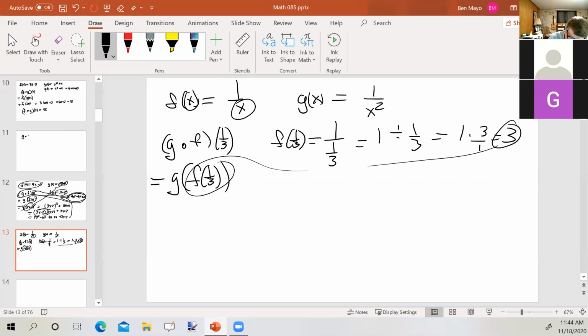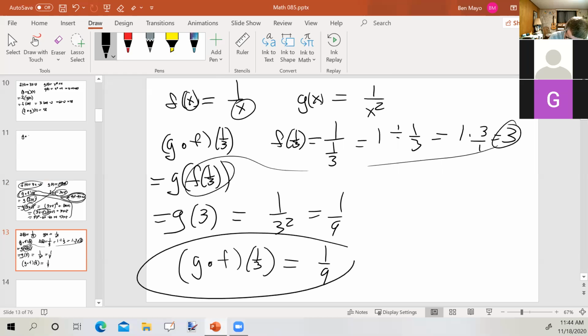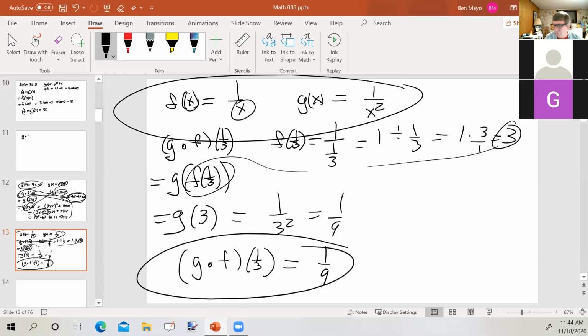So that's going to come back over here. And now we're going to have g of 3, which is 1 over 3 squared, or 1/9. So g composed with f of 1/3 is 1/9 for these two functions.